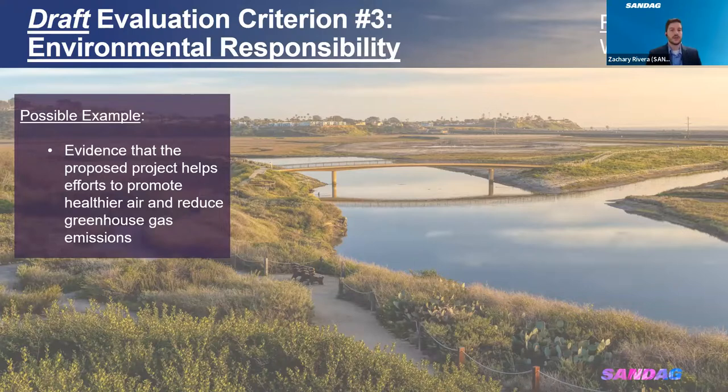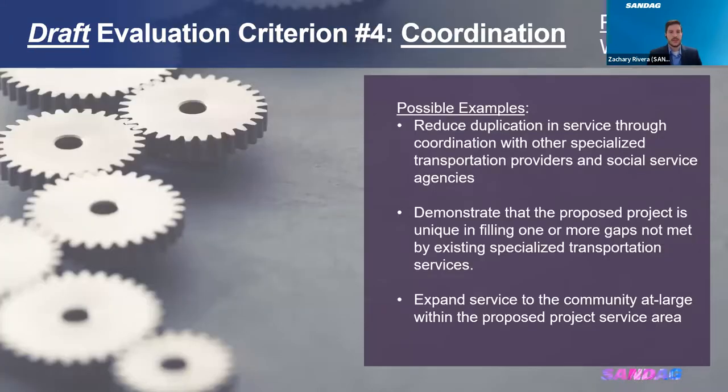Environmental responsibility was the next one. And it is a criterion that could include evidence that the proposed project helps to promote healthier air and reduce greenhouse gas emissions region-wide, consistent with the 2021 SANDAG regional plan. And we can go to the next slide. And the last one was coordination. Coordination could involve evidence the proposed projects do not duplicate services and are unique in collaboration with other specialized transportation providers. It could also refer to how an applicant would serve the community at large within the proposed project service area. Next slide.